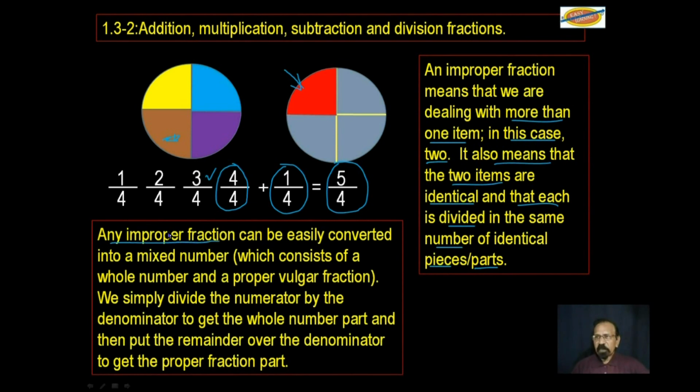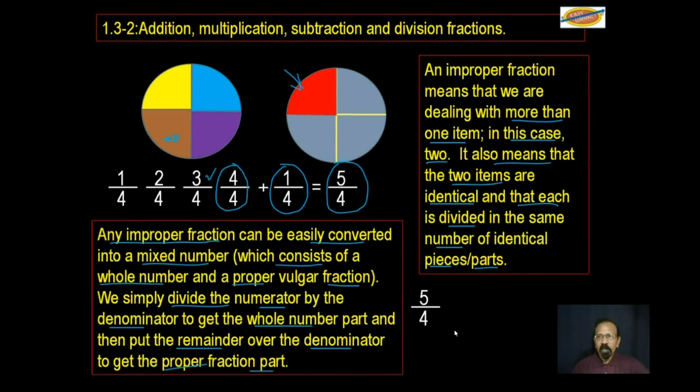Any improper fraction can be easily converted into what is known as a mixed number, which consists of a whole number part and a proper fraction part. We simply divide the numerator by the denominator to get the whole number part, and then put the remainder over the denominator to get the proper fraction part.